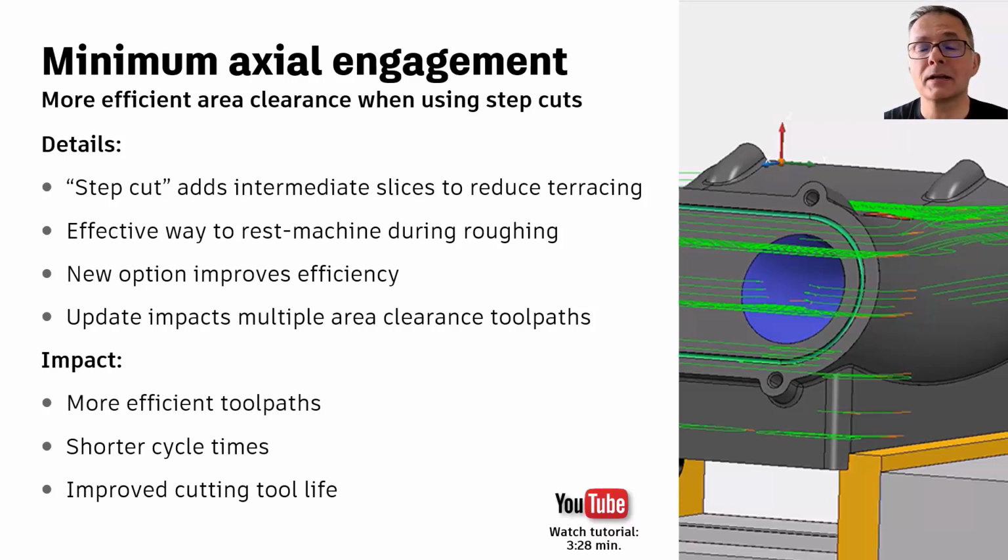This enhancement impacts multiple area clearance toolpaths, specifically those that support the step cut option. So this includes, but is not limited to, model area clearance, model profile, 2D curve area clearance, and feature pocket rest area clearance. Now, the key impact here is that PowerMill will now create toolpaths that are more efficient, removing these seemingly wasteful cuts, which should shorten overall cycle times and have a positive impact on cutting tool life.